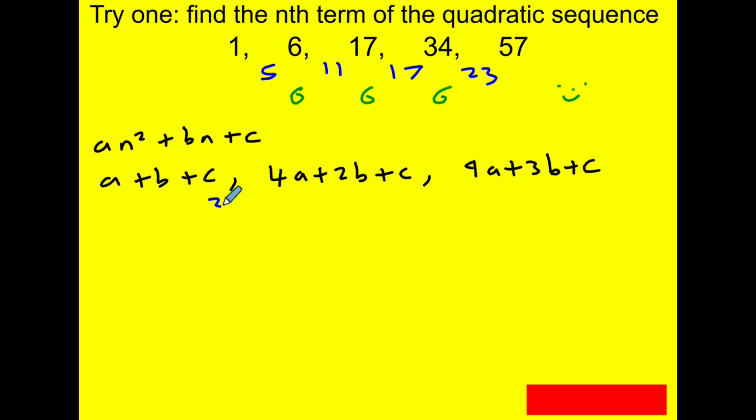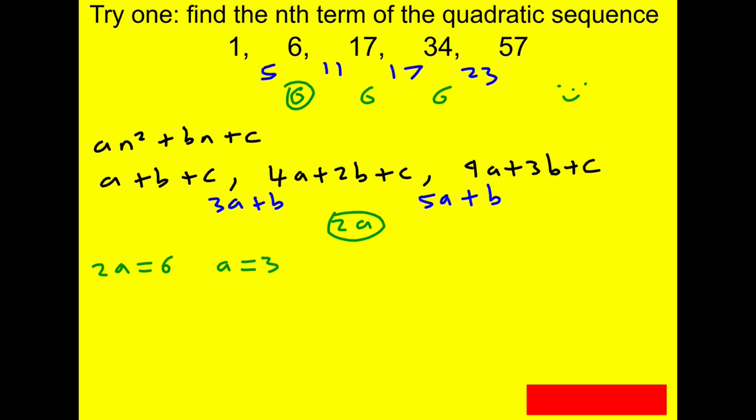First difference, 3a plus b, 5a plus b. Second difference, 2a. Now we're in business. 2a equals 6, so a is equal to 3. 3a plus b equals 5. But we know that a is 3, so 9 plus b equals 5. b equals minus 4.